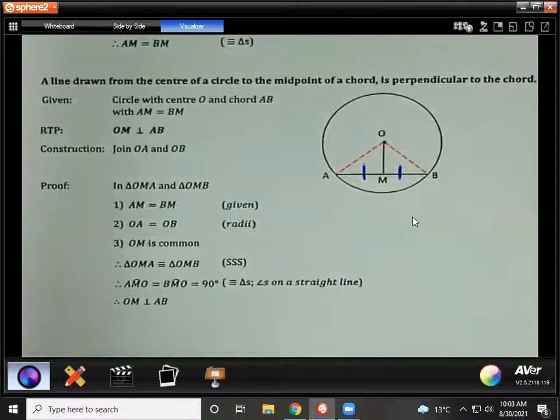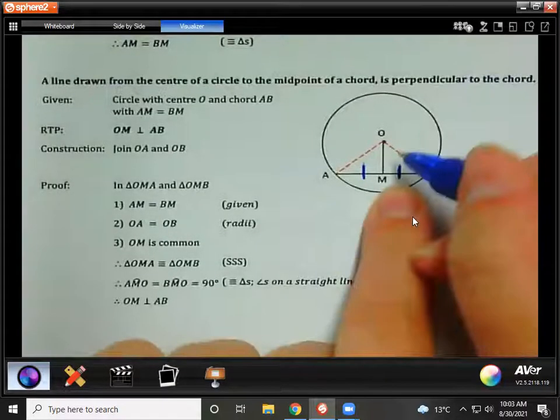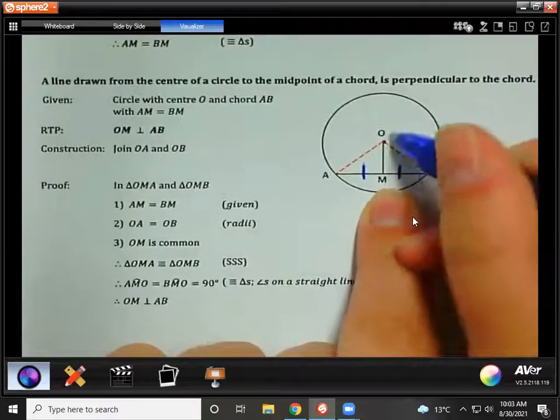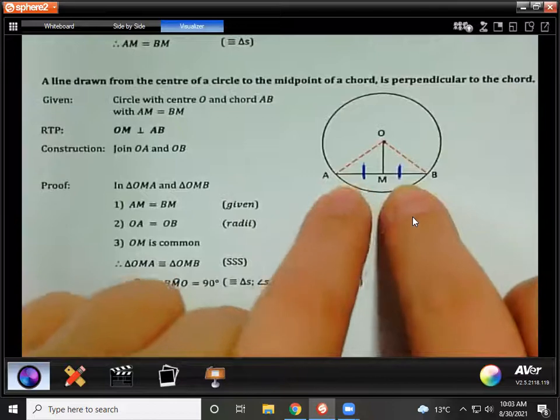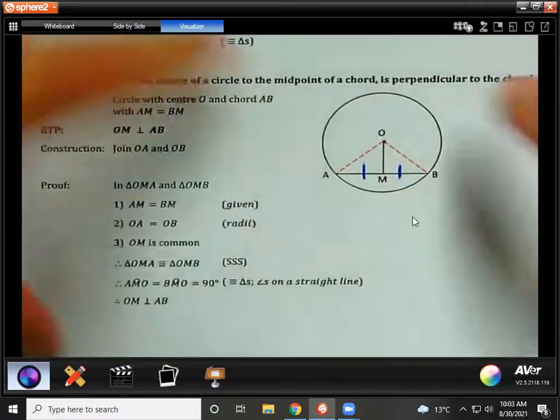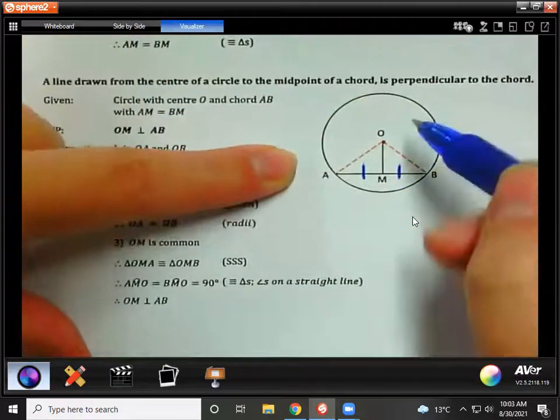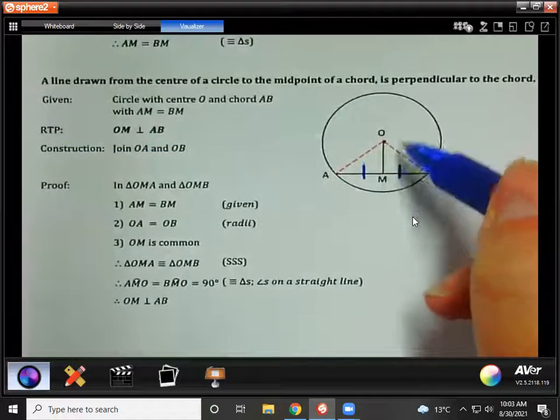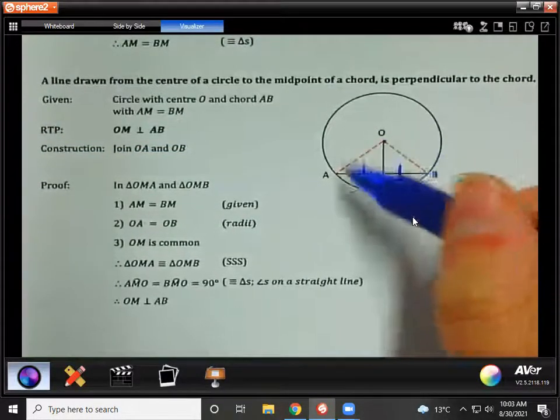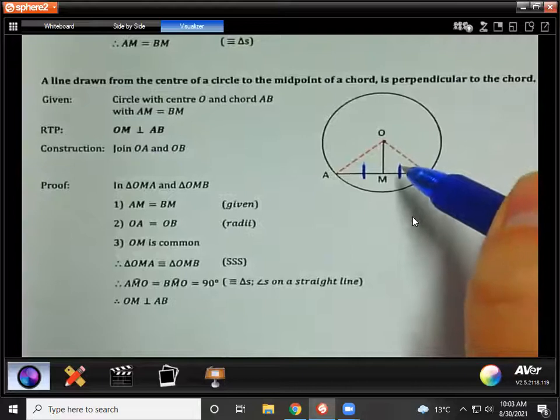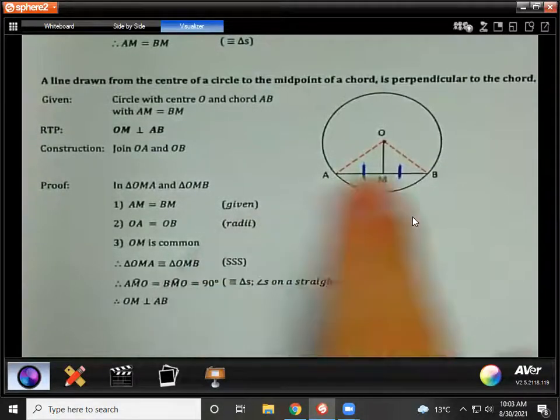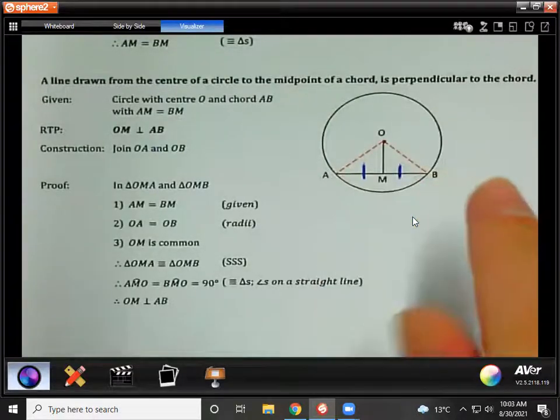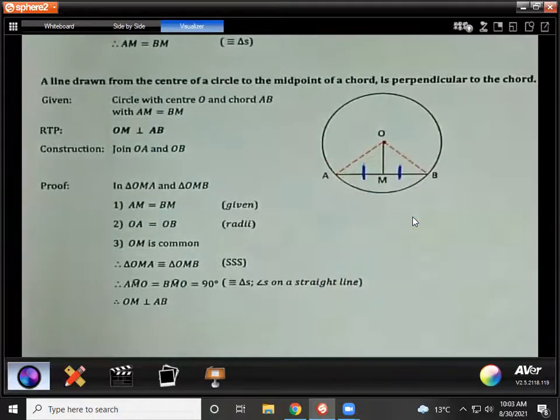So now, guys, your proof is actually very much the same. In this case, it's just given that this line cuts this chord in half. So for this one, we know that AM is equal to MB. We have our radii that are equal, and we have our common side. So in this case, we're going to prove congruency using side, side, side. Okay, but it's the same construction. We're again drawing in the two radii. We're proving congruency of these two triangles. It's now just side, side, side.